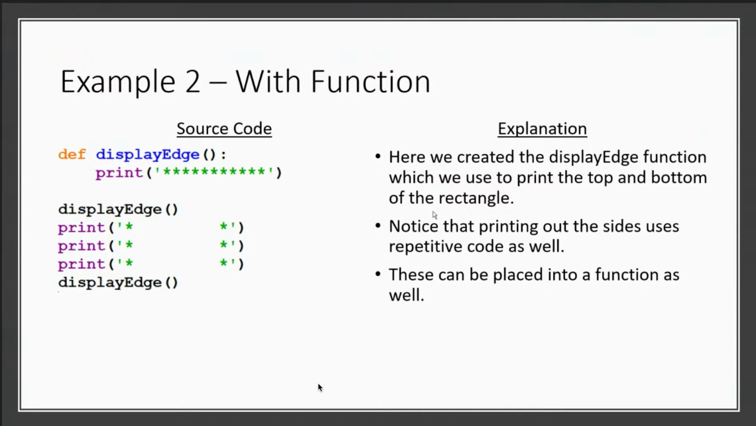So I'm going to call the function of display edge. So I'm going to display that line of asterisks. Then I'm going to print out my sides. And I'm going to call my function display edge again, and that's going to print out this code, this line of asterisks. But do we realize we could create another function, right? Yeah. So let's create another function.